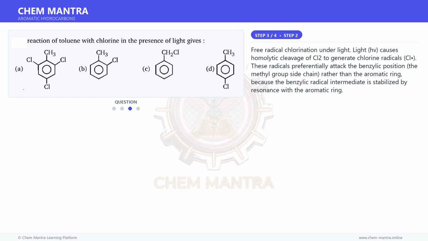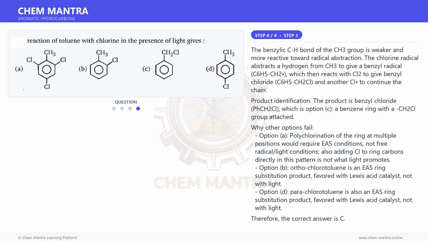Light, hν, causes homolytic cleavage of Cl2 to generate chlorine radicals, Cl•. These radicals preferentially attack the benzylic position, the methyl group side chain, rather than the aromatic ring, because the benzylic radical intermediate is stabilized by resonance with the aromatic ring.